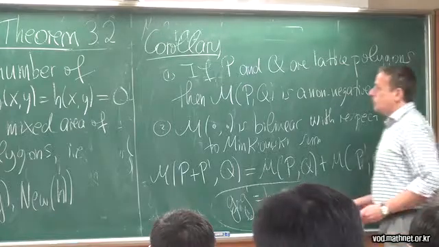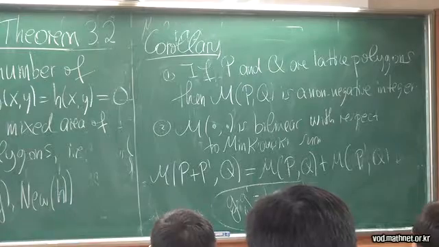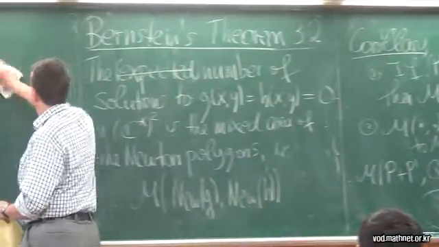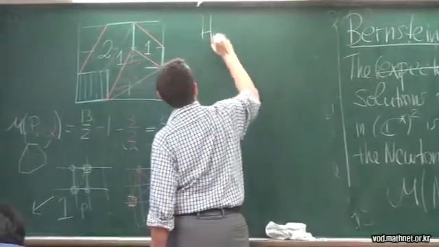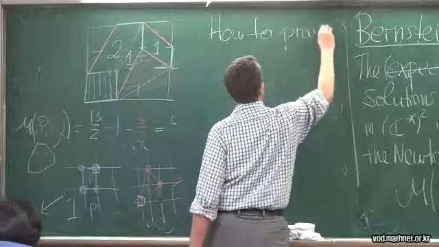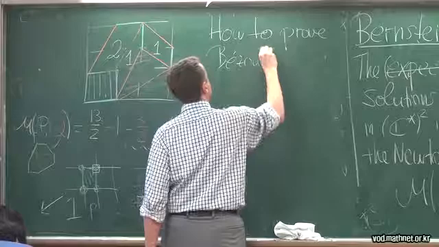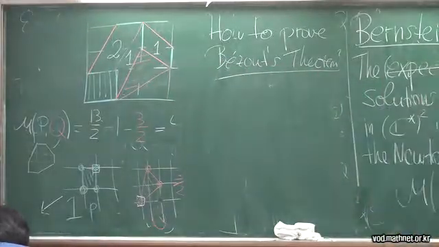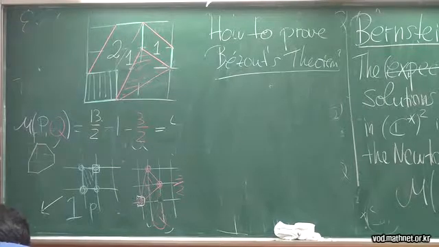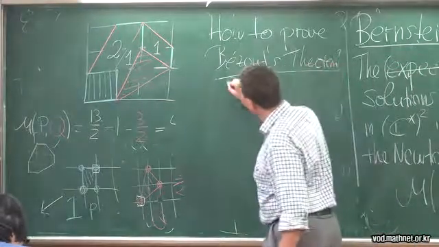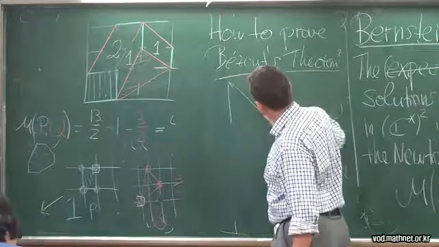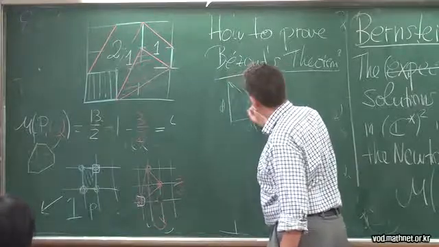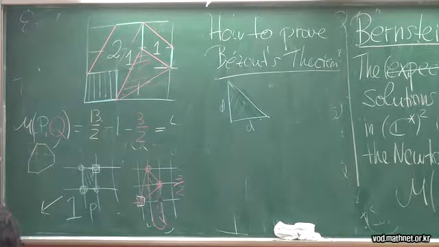Okay? Let me do one more thing, which is how to derive Bezout's theorem. How to prove Bezout's theorem. Well, we can use Bernstein's theorem to derive Bezout's theorem. So for Bezout's theorem, we have two polynomials that are dense. So we have a dense equation of degree d. Bezout's theorem says if I have a general equation of degree d and another equation of degree e in x and y, then the number of solutions is d times e. Okay?